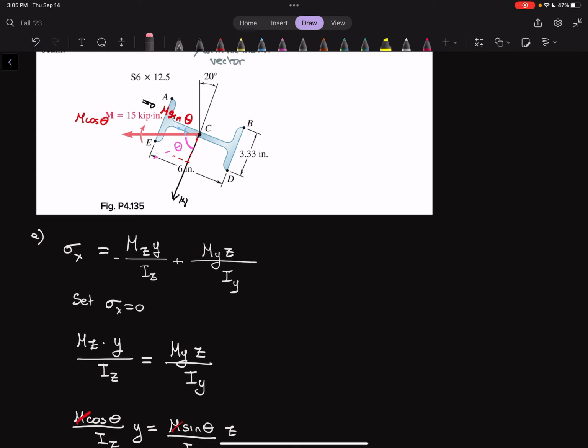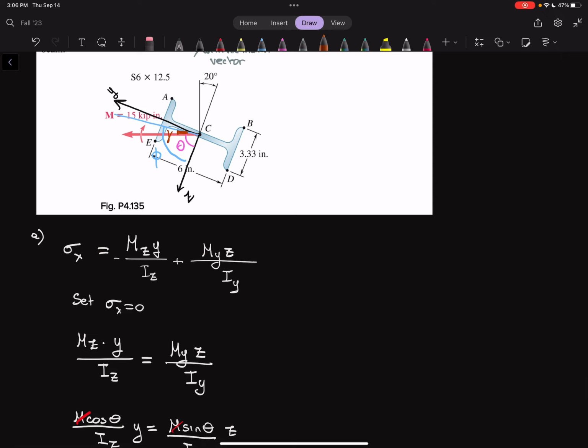So now that we've resolved everything, we don't need to see all of these things. We just want to see our z-axis and our y-axis. So this is my z-axis, this is my y-axis. I know the moment has an angle. So this is a theta. And then phi, with respect to the z-axis, is this big. This is phi. So we want to know this angle right here, the angle that the neutral axis makes with the horizontal. So we'll call that, I don't know, call that gamma.